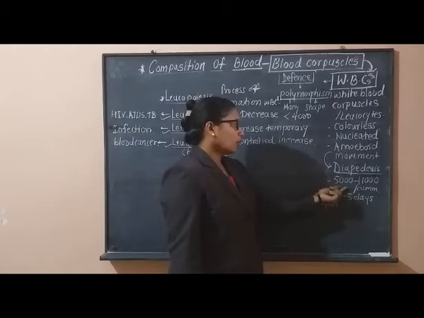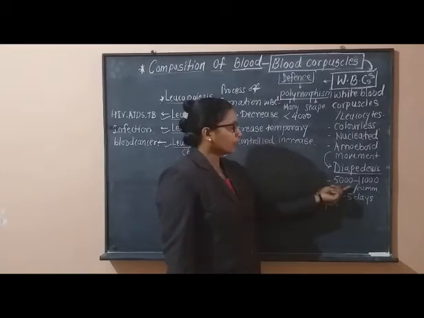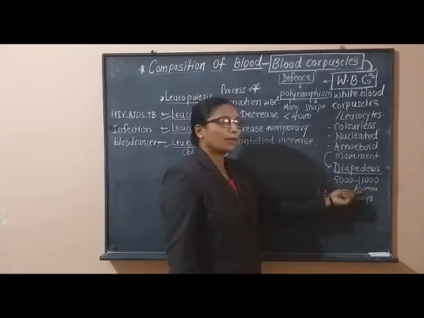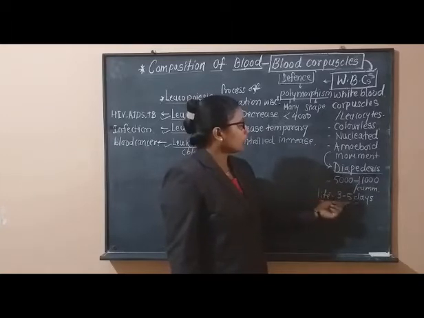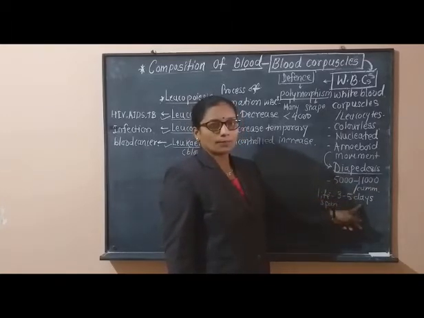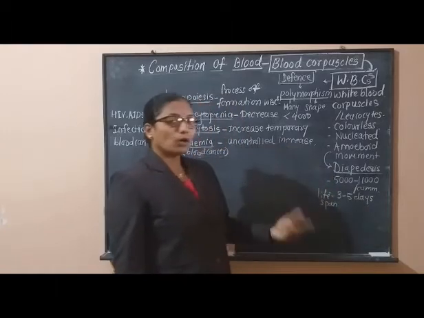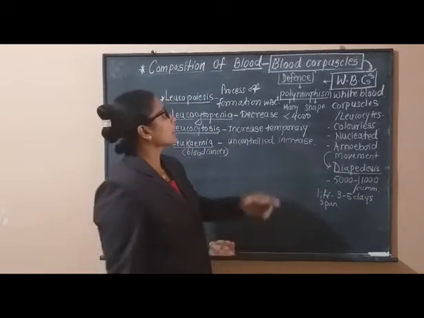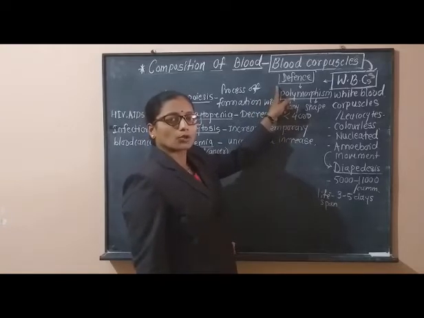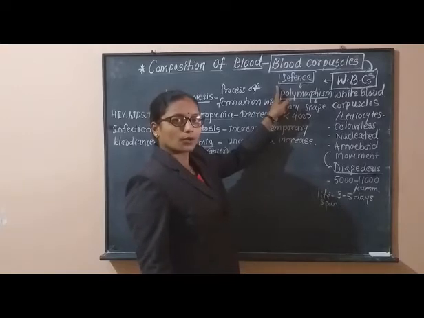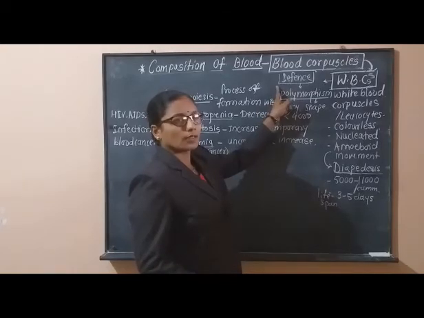If you observe the normal count, it is 5000 to 11,000 per cubic millimeter, and lifespan is 3 to 5 days only. Now these WBCs, all types of the WBCs, are involved in the defense mechanism, that is protection of the body from various types of pathogens by the production of different types of cells.